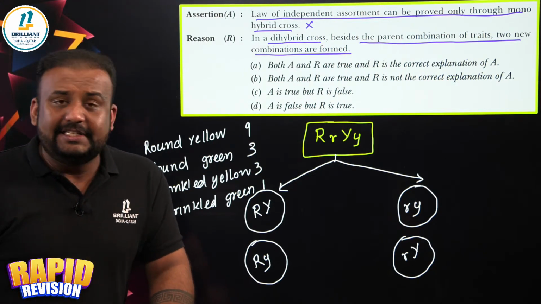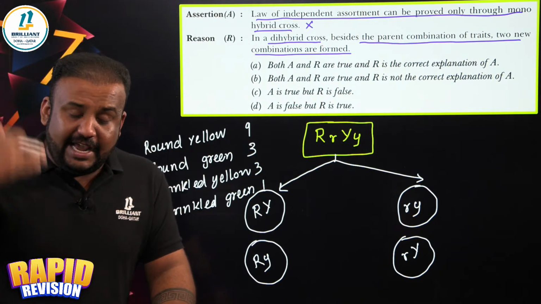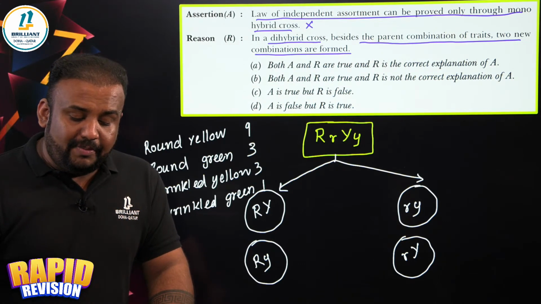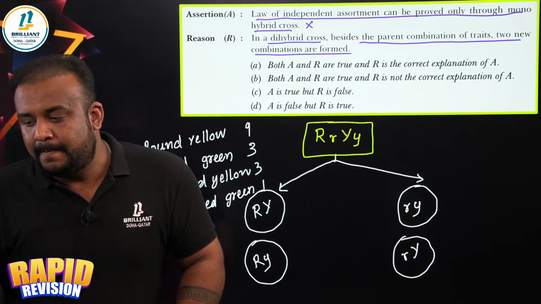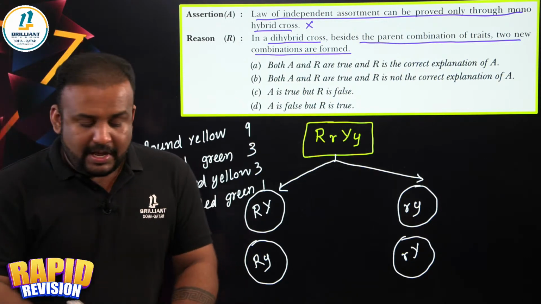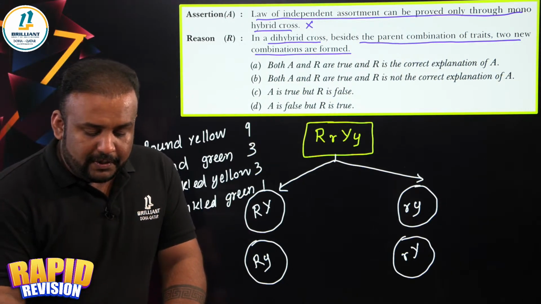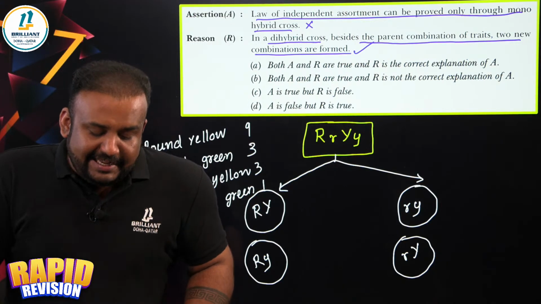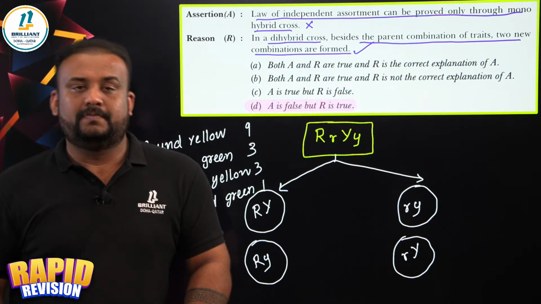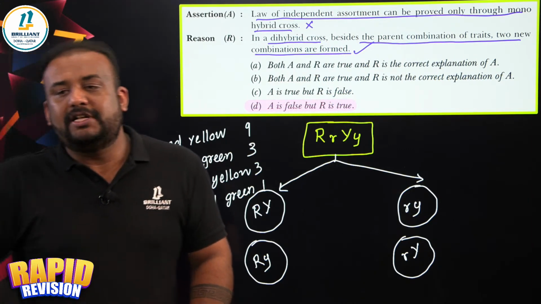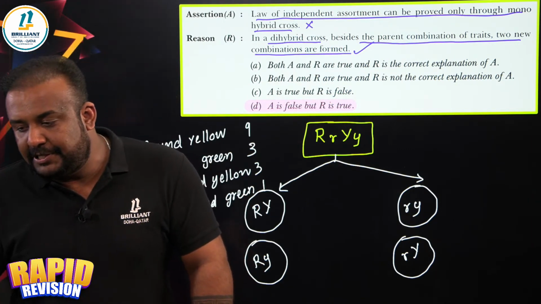As per the reason statement given, in a dihybrid cross, besides the parent combination, there are two new combinations formed. Isn't that true? Yes, it is true. So we can say the assertion is false, but the reason is true. All of you understood clearly what is law of independent assortment and its application?